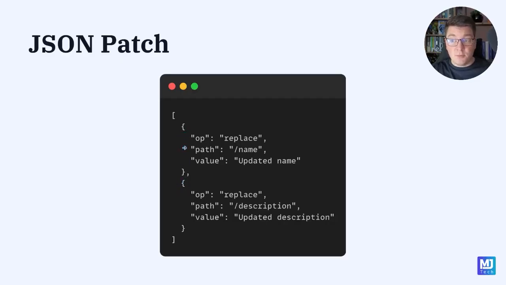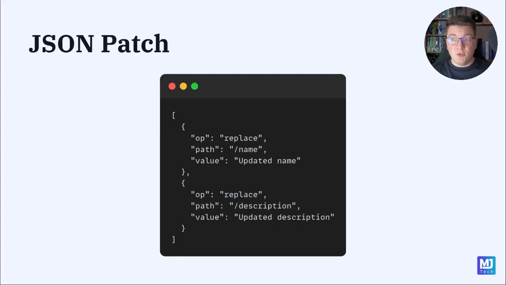The path for performing an operation should match the property name on our DTO or the resource. In this case, we are targeting the name and the description paths. And then we have the value that we want to set in place of whatever is currently present in the name or the description paths. So this is how you can apply a partial update using the JSON Patch document. Now let's move into the code and I will show you how to implement this.